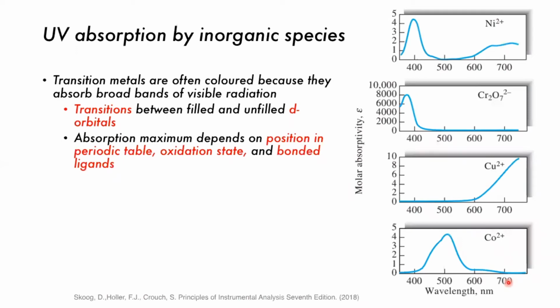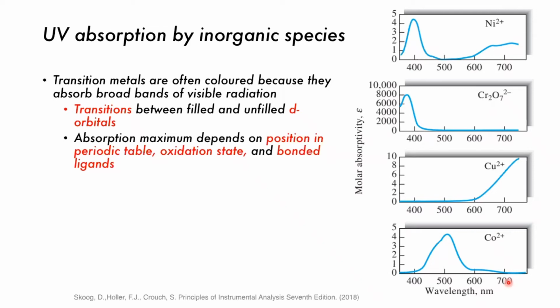Inorganic species are also capable of absorbing UV light. This is because they don't have a conjugated system per se, but what they do have is a lot of orbitals which are quite close in energy. And those energies often fall within the boundaries of the UV-vis system. So they can absorb energies of a certain wavelength in the visible region, and we can see them as a certain color.